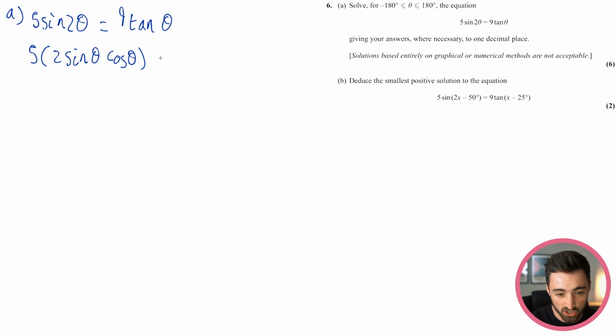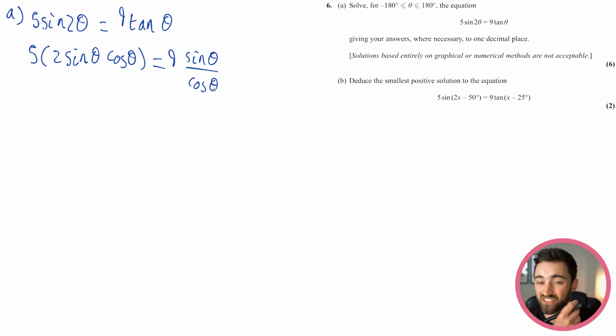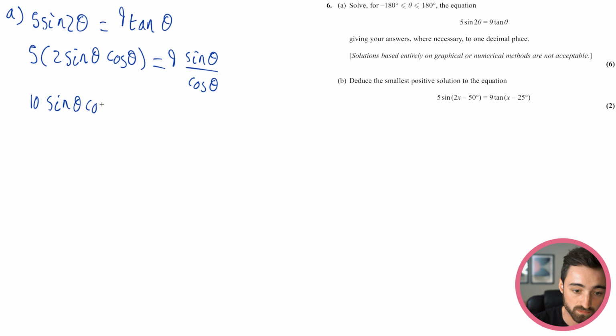And now I've got sines and cosines, so I'm feeling like it's going to be a good idea to swap that tan into a sine over cos. So let's do that as well. So that's going to be sine. Oh, here's an interesting one. Okay. Let's say I was to just do the following. Tell you what, so, you know, get this out. So I'm going to get 10 sine theta cos theta equals 9 sine theta over cos theta.